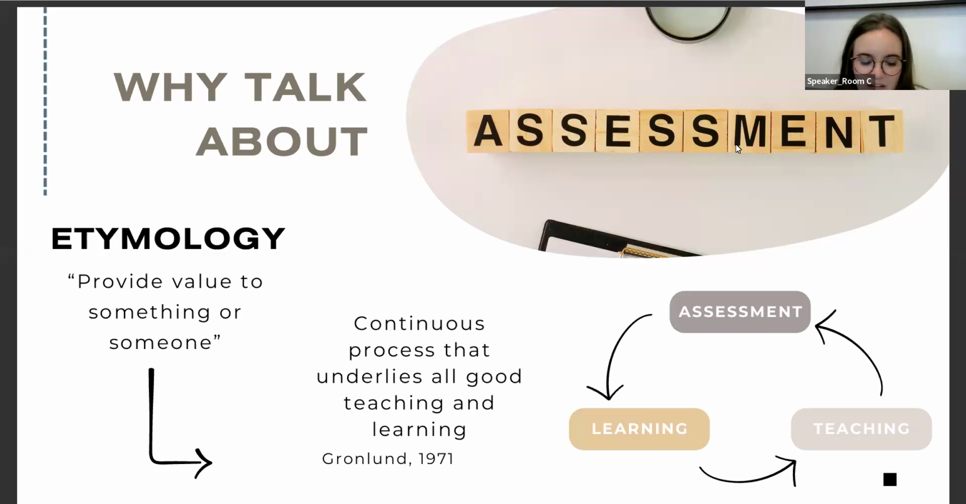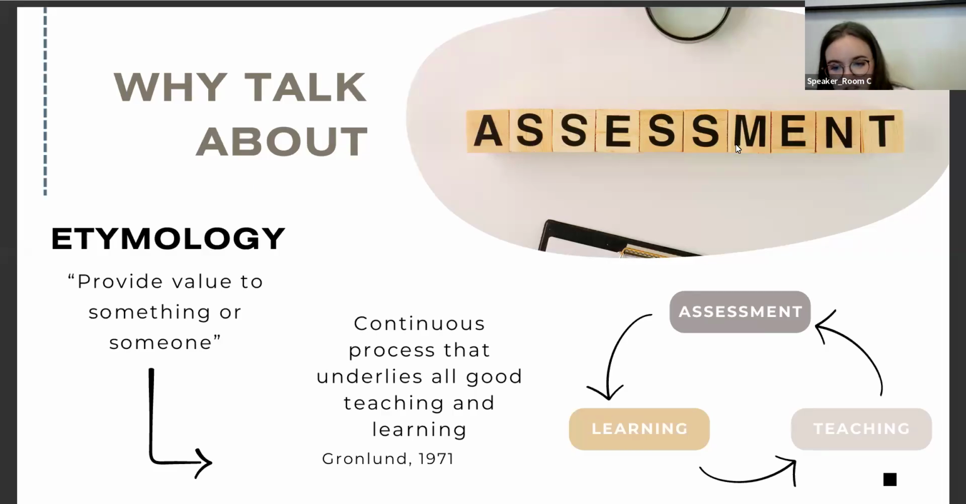I will show you a part of my PhD project that is widely spread and has so many different parts. So first of all, why do we have to talk about assessment? Etymologically, it means to provide value to something or someone. And we consider assessment as a continuous process that underlies all good teaching and learning.